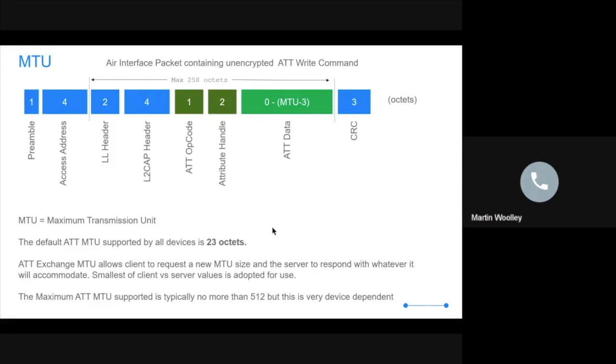Fortunately, devices will support larger MTUs typically. Only the very old devices will support no more than 23 octets usually. And you can ask the remote device to increase the MTU size. And in fact, there's an exchange of information via the attribute protocol and something called exchange MTU. And the two devices will figure out what the maximum MTU is that they can both support. So you can expand it quite considerably, potentially. I'll show you the APIs for that in a moment.